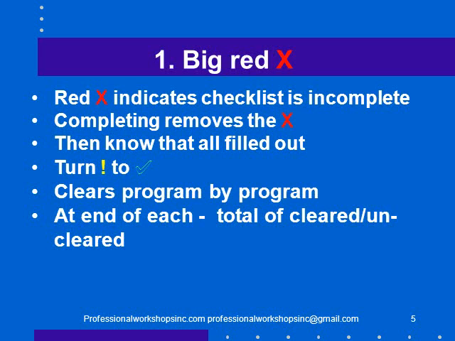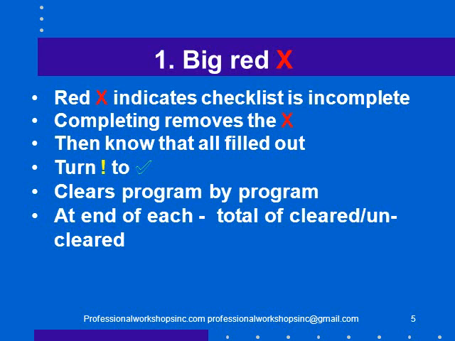You will note that line by line there is a yellow exclamation point, and properly completing the line turns the yellow exclamation point to a green check mark, and you know you've got that cleared off. In the Audit Program Generator, this clears program by program, audit program by audit program. The big red X clears off on the audit program page. And once you've cleared all the audit programs, then the big red X on the cover page will clear. And at the end of each audit program, there is a total of cleared and uncleared steps.